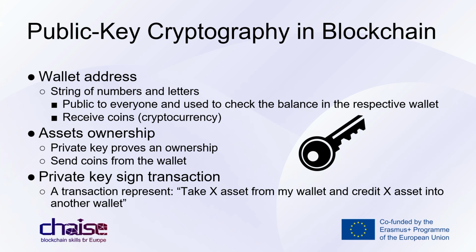A transaction requires a signature from the private key of the sending wallet. Typically, a transaction represents taking X amount of assets from my wallet to credit X amount of assets into another wallet. So the wallet's public key ensures the authenticity of the digital signature of the private key. This is one of the roles of block validators when adding any transactions to the blockchain. And once it is confirmed that it is a valid transaction, then the transaction is written into the ledger and the balances are updated.